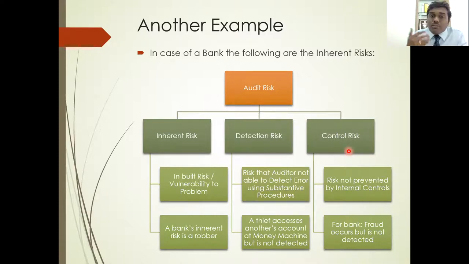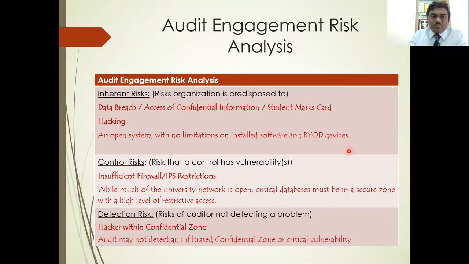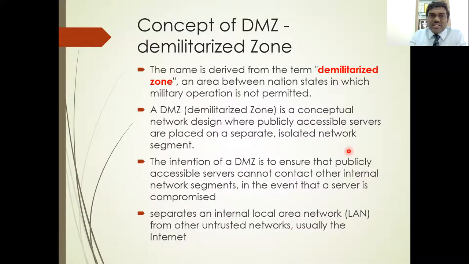Detection risk, risk of the auditor not being able to detect. A thief accesses another account at a money machine, but it is not detectable. Somebody swiped, and he immediately touched this fellow, or said you forgot to take your key or whatever. This fellow runs to the key, this fellow withdraws the money and goes. Detection risk. Control risk, where the fraud occurs but the bank is not able to identify. So some things like this. Okay. Yeah, so these are just examples.